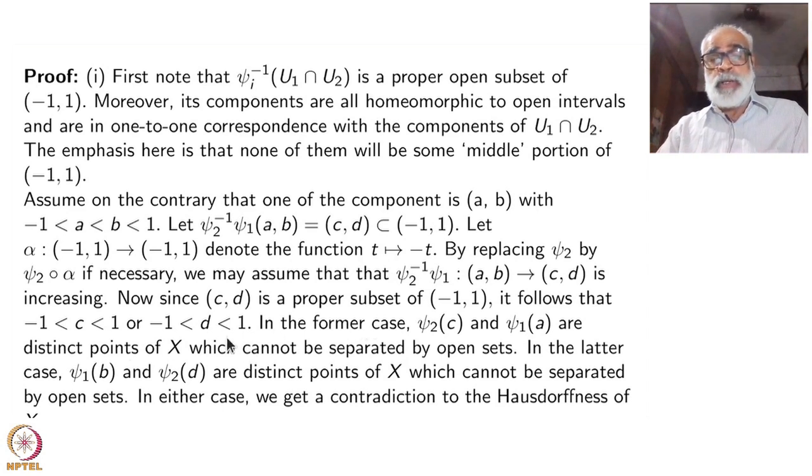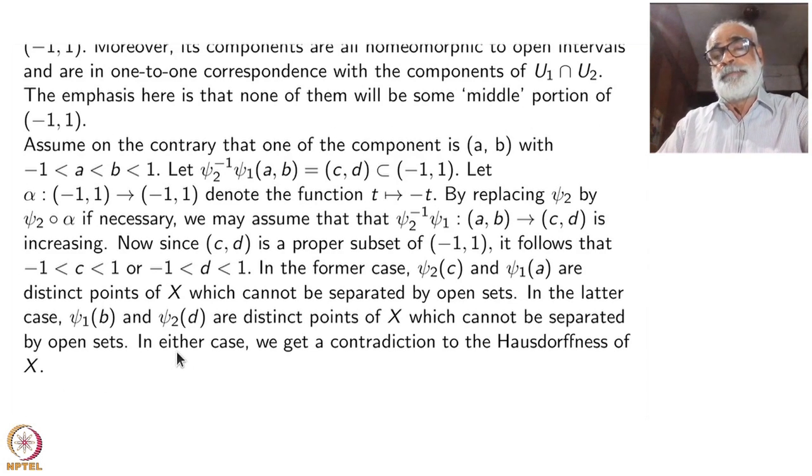Namely, in the former case, suppose C is in the middle of the interval, in the second interval. Okay. What happens? Psi 2 of C and psi 1 of A, they are coming very near, but they are not identified. They are in the open part, right? So psi 2 of C and psi 2 of A are distinct points of X which cannot be separated by open sets. In the latter case, the same thing happens with psi 1 of B and psi 2 of D, which cannot be separated by open sets. So in either case, you have got a contradiction to the Hausdorffness of X.